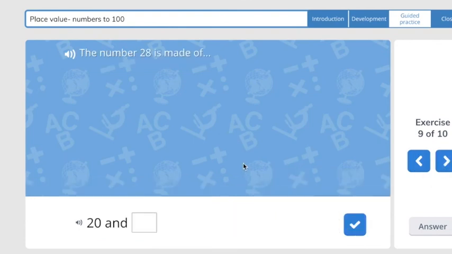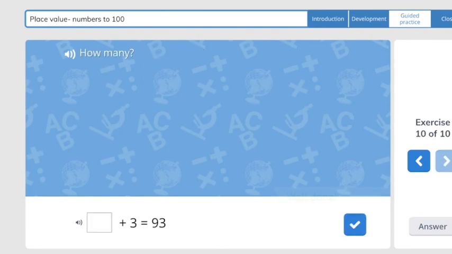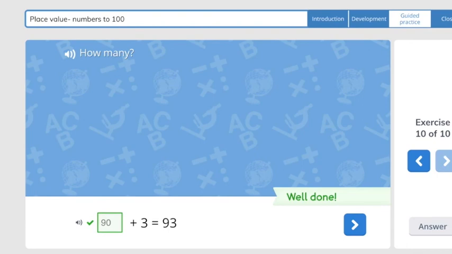The number 28 is made up of 20 and how many ones? 8. Last question. What plus 3 equals 93? Look over here. What number is in the tens place? That's right, the 9's in the tens place. And that 9 represents how many? 90. Don't forget to add this 0 because if you don't put that 0 there, it's going to look like it says 9 plus 3 equals 93. And we know that is not right. So 90 plus 3 equals 93. Awesome job, guys.